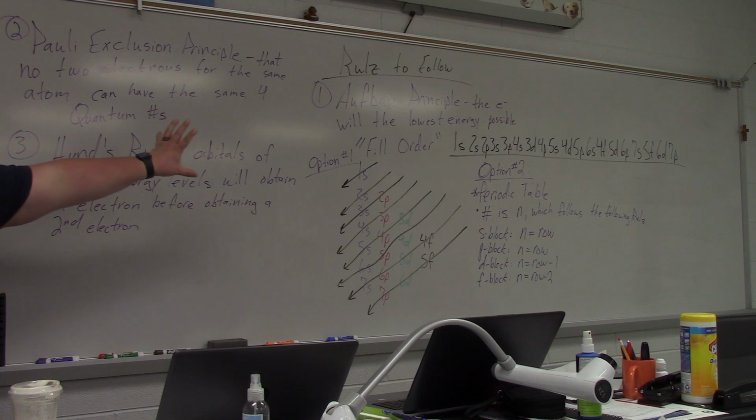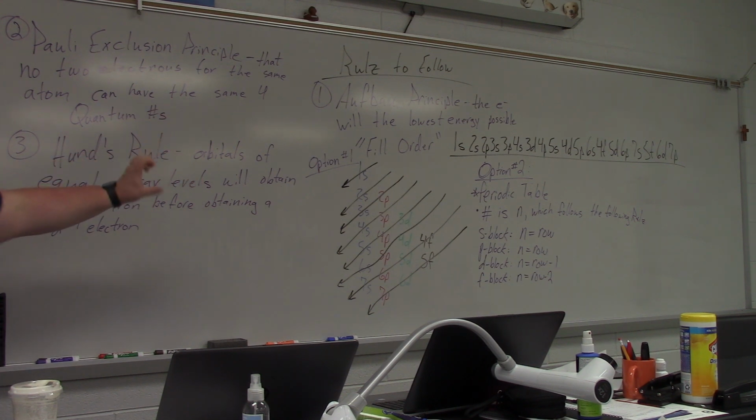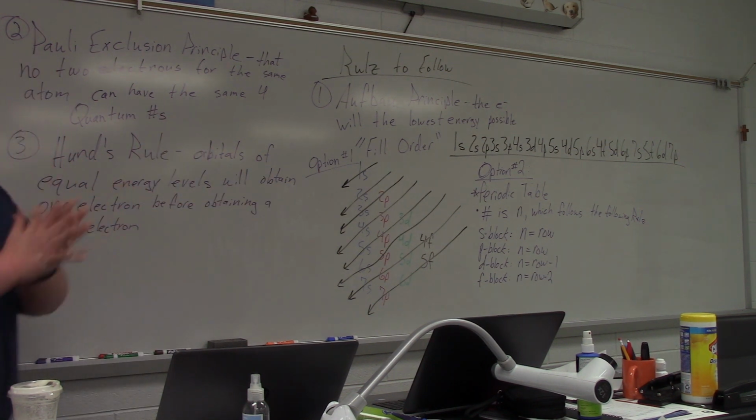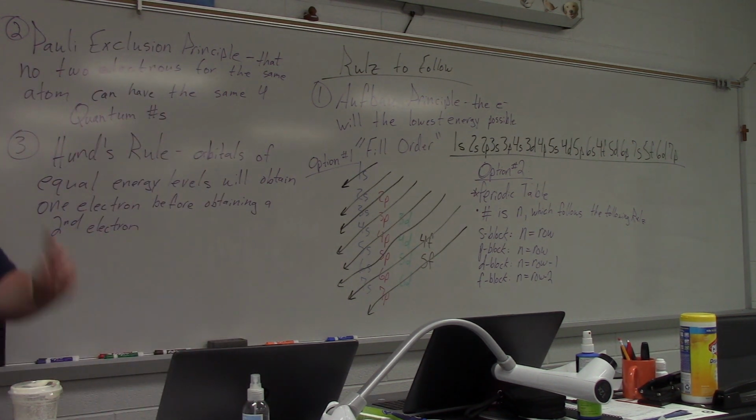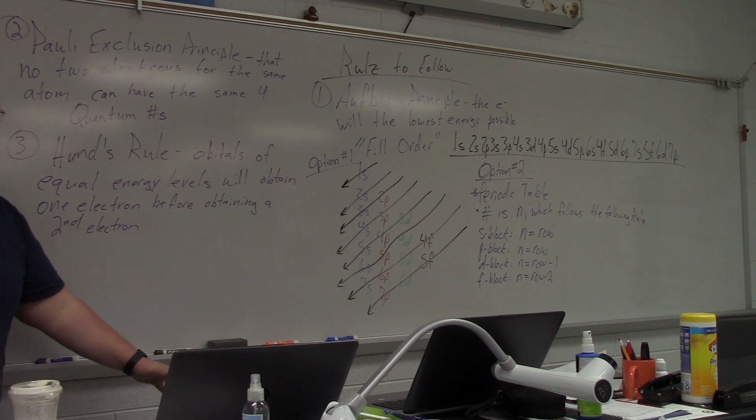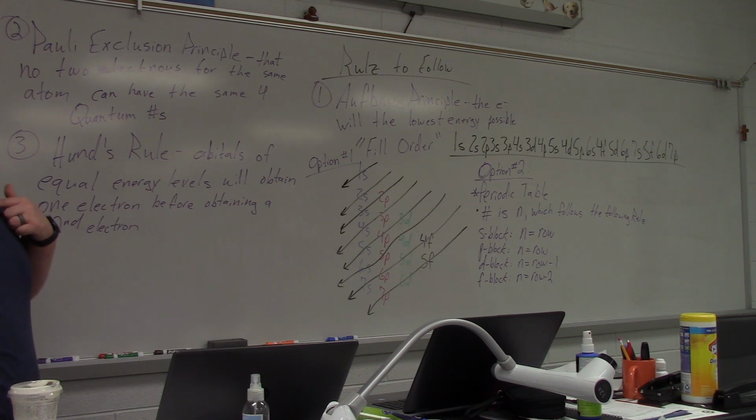I know I spent a lot of time on Aufbau principle because you needed to get the fill order. Here's the thing before you go out of here today: you need to know all three rules, what they are, what they state, what they define. Kids do great when we get into doing the electron configurations, but then they forget the rules behind the electron configurations. In my class, you must not only know what to do, but you have to know why you're doing it and be able to explain it.